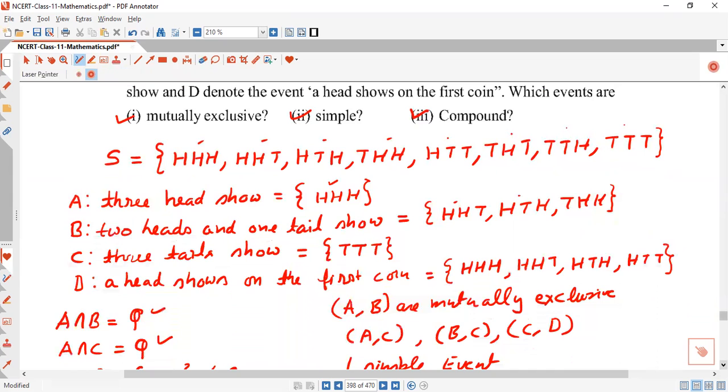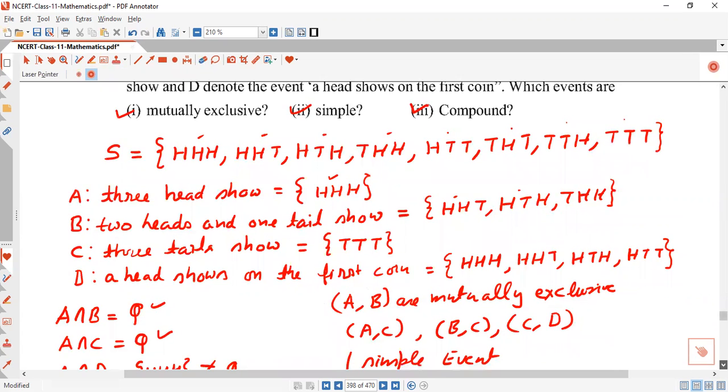Now, you see, A has only one element, so it is not a compound event. B has more than one element, so B is a compound event. C has one element, so C is not a compound event. D has more than one element. In fact, 4 elements are there. So we say D is a compound event.